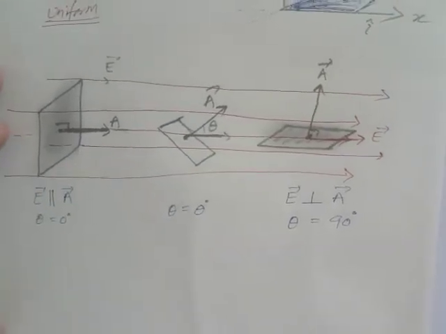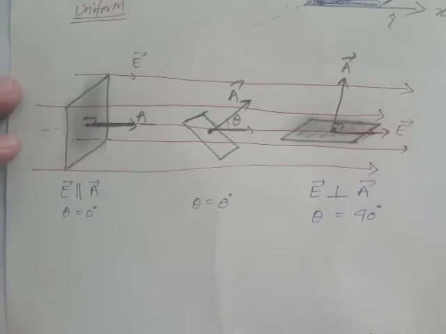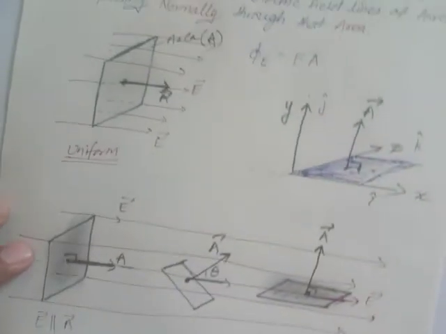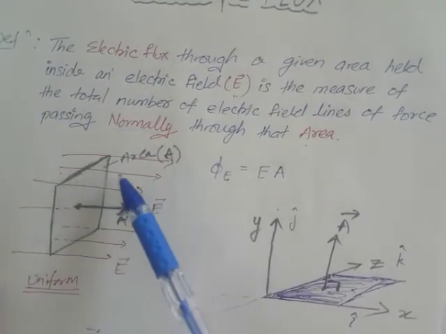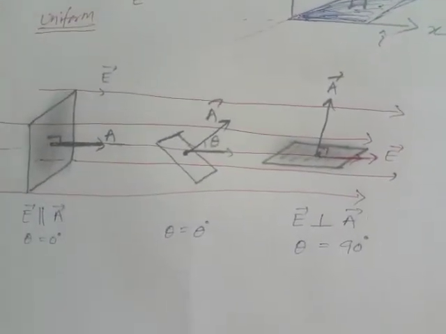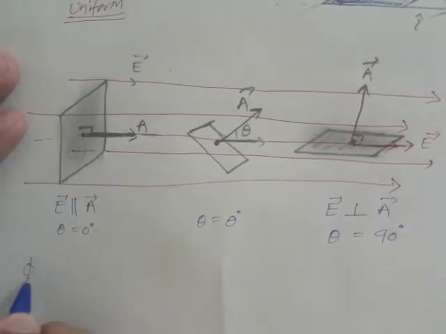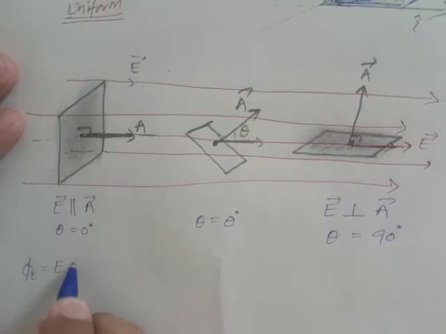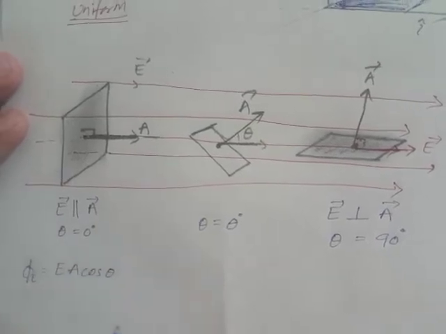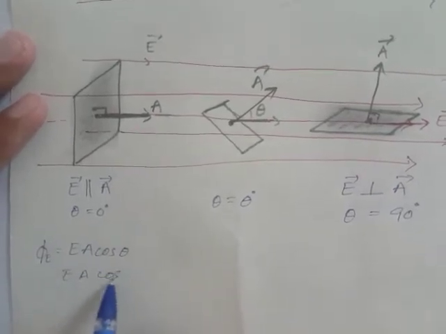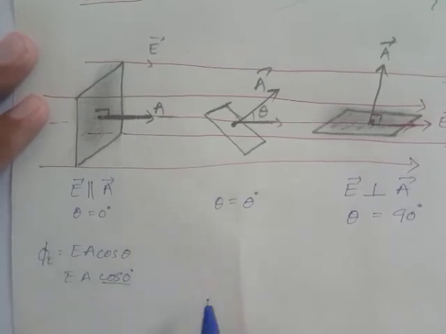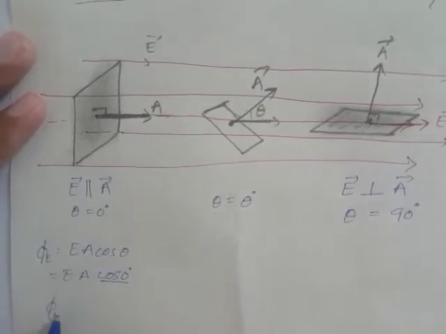So as per this, the new formula should depend on theta. This statement is only true if my surface area is normal to the field lines. But if my surface area is rotating in this manner, then we can modify that equation. We can write phi electric flux equals E A cos theta. Now, electric field E, A, and cos 0 degree, cos 0 is 1, so we get the maximum flux linked with the surface, that is EA.